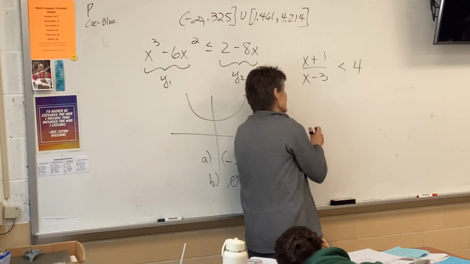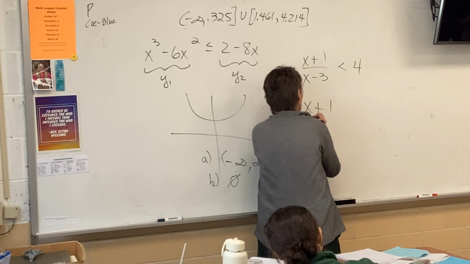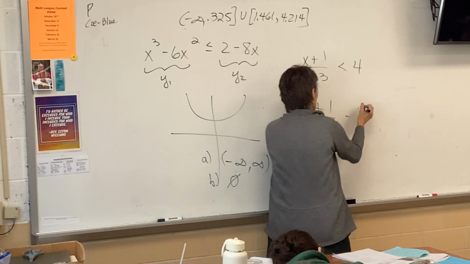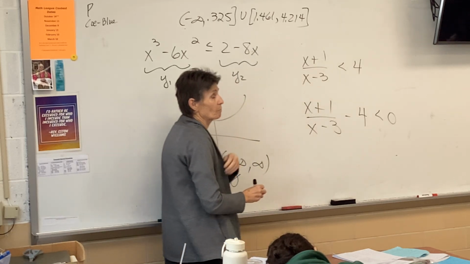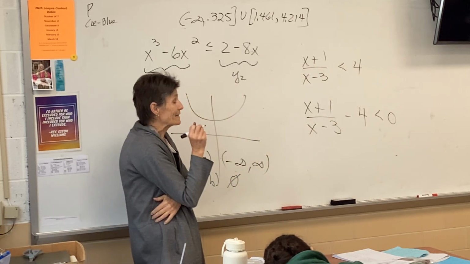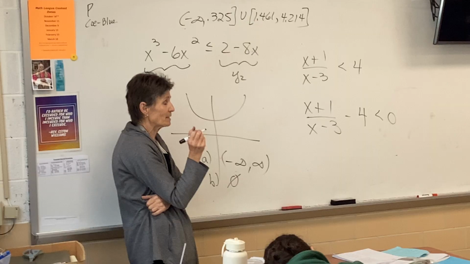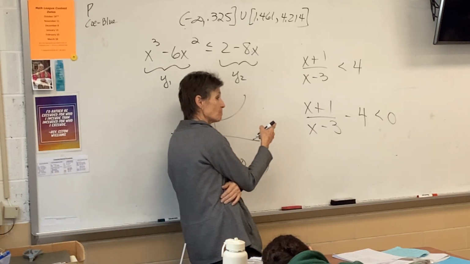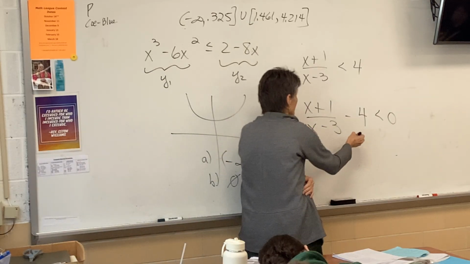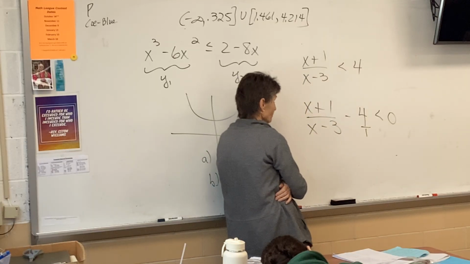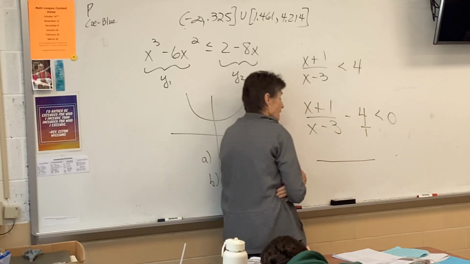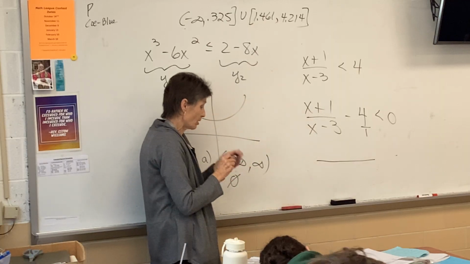Here's what we do instead. We subtract that 4 over. We cannot multiply by x minus 3, but we can subtract 4. Now I'm going to get a common denominator, and I'm going to run out of time. So we'll pick up here tomorrow.